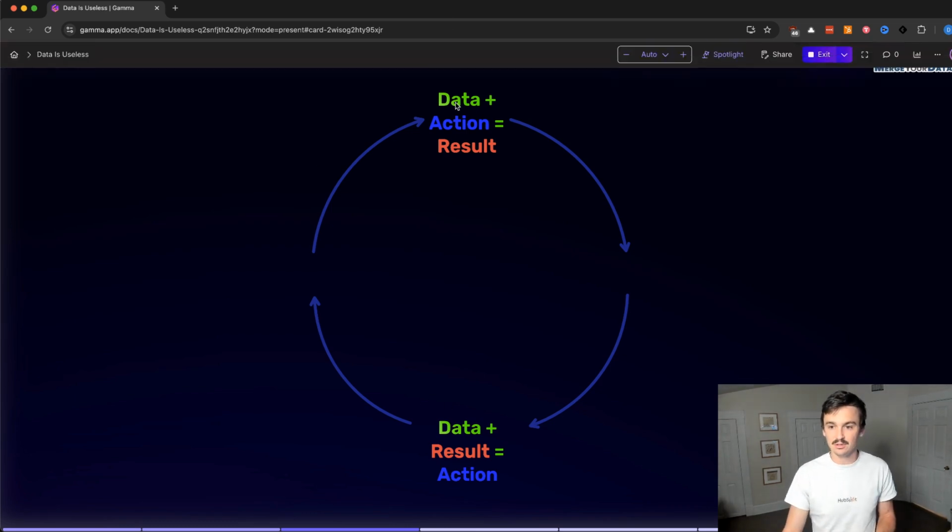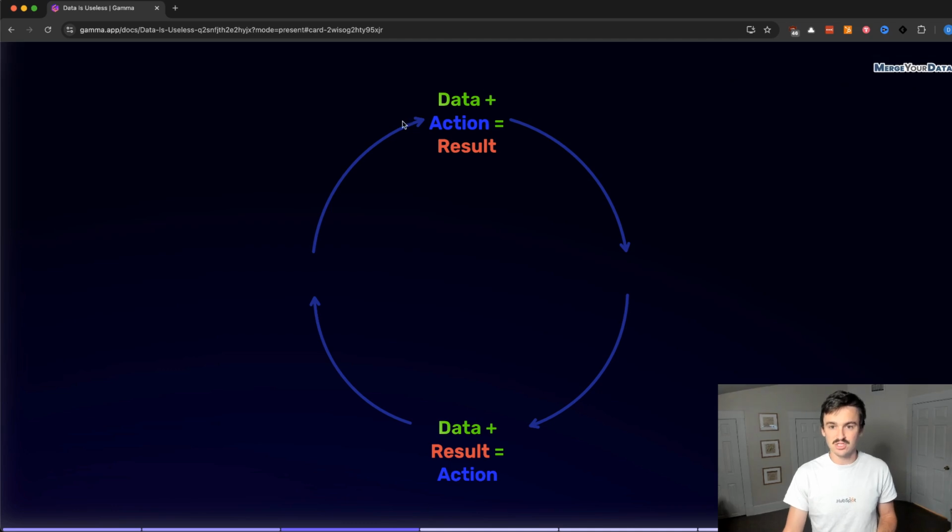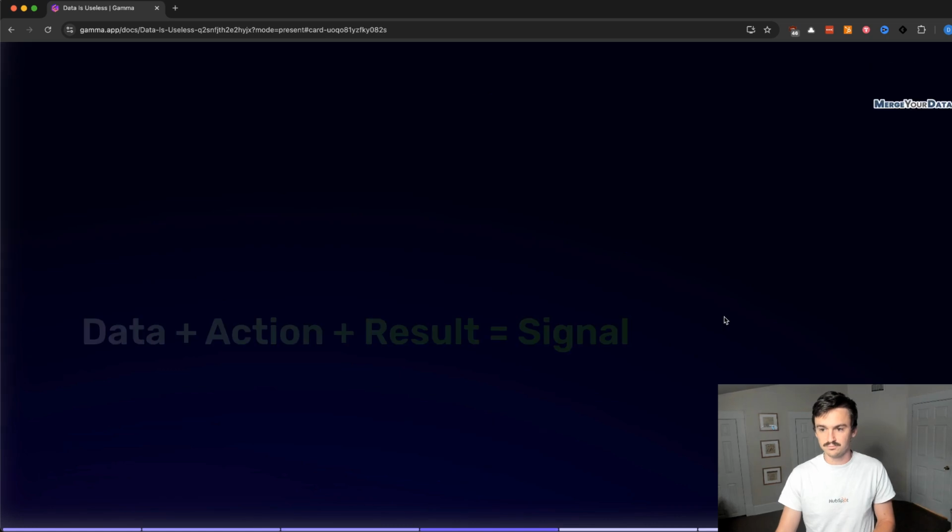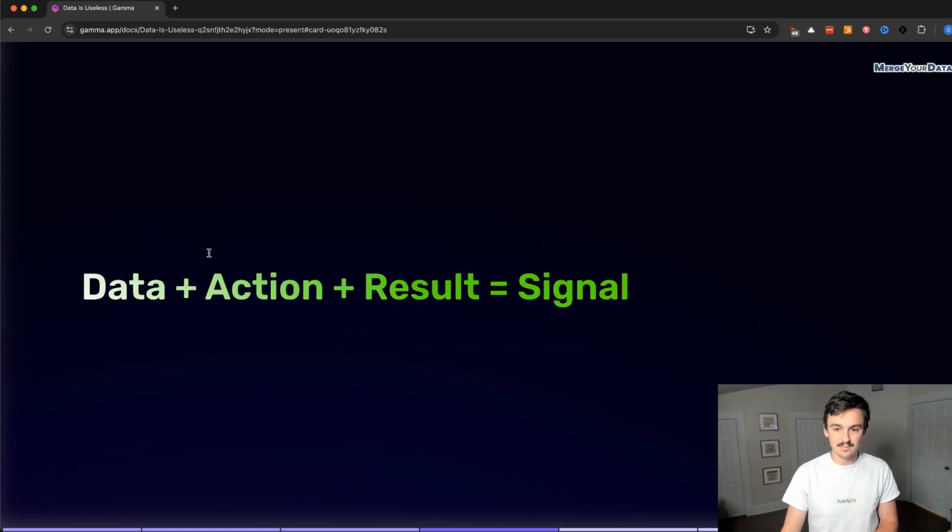And then we can go back here and measure the results. So things change over time. And so you'll have data plus your action, and then you'll keep measuring your results. And then you'll go back to the drawing board. And it's just a constant loop. And so data plus action plus result equals signal. And this is the signal analytics. This is the stuff that we do with all of our clients and how we drive the revenue results that we do. And it's because we combine all of these together to define our signals.